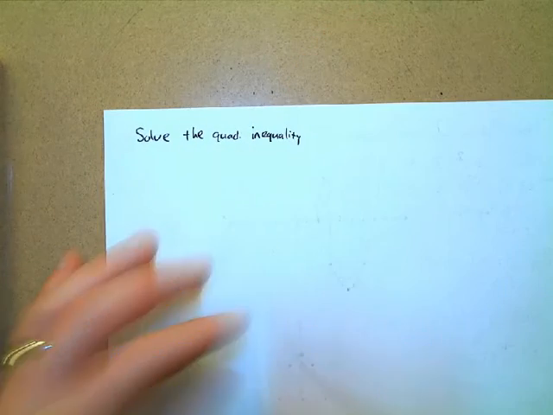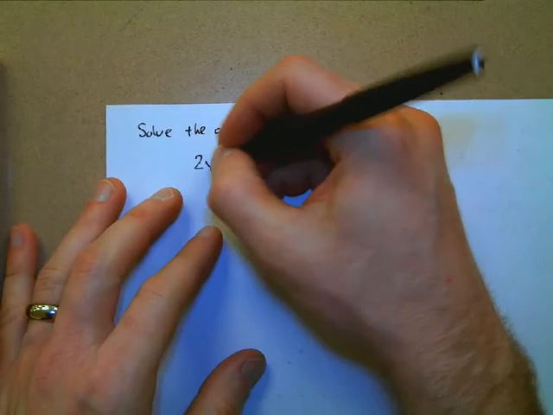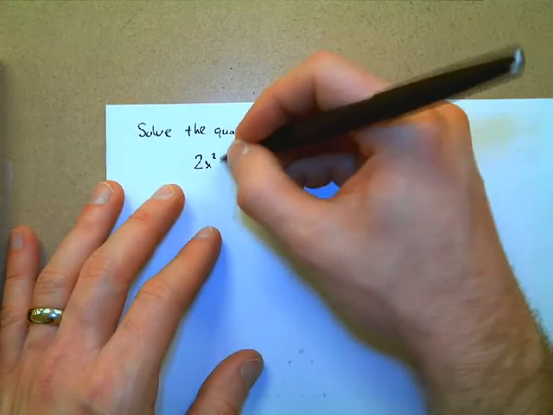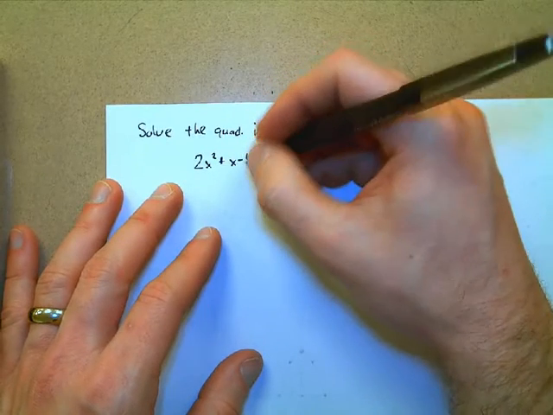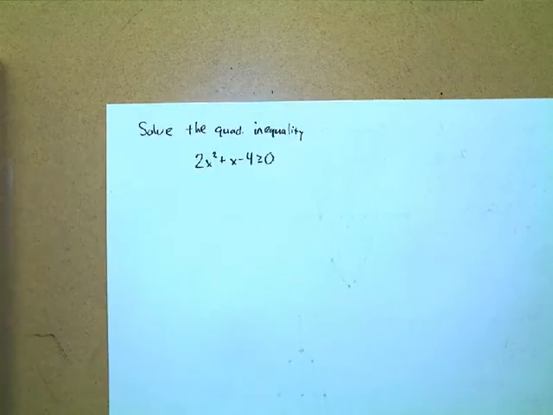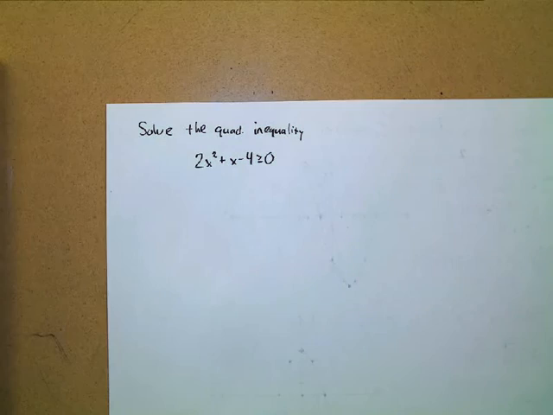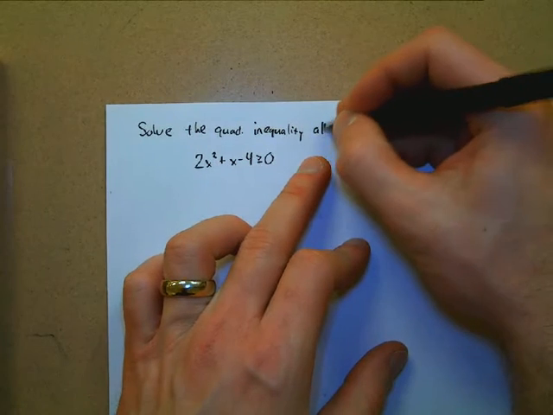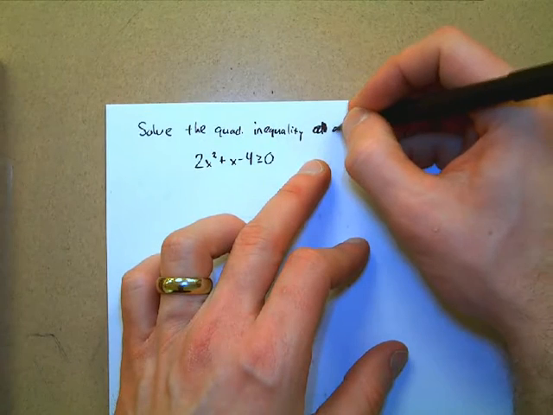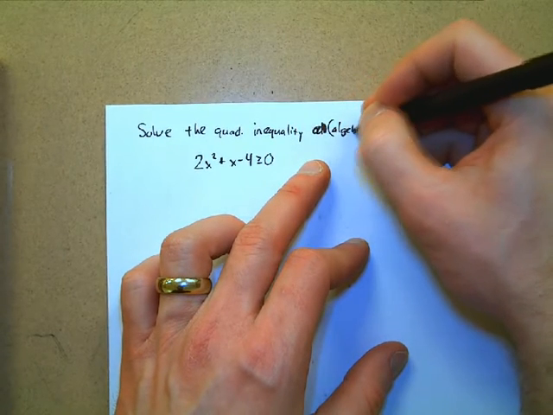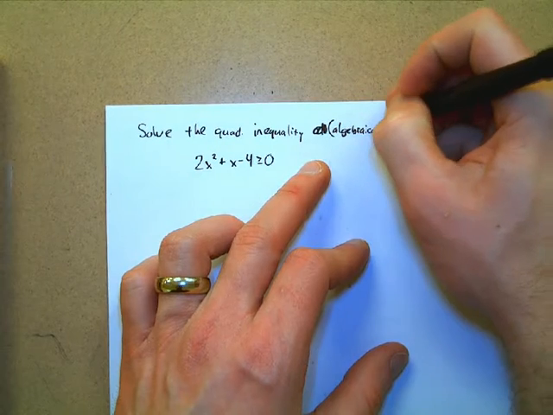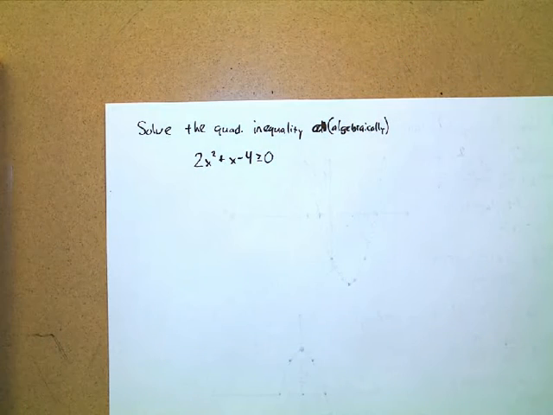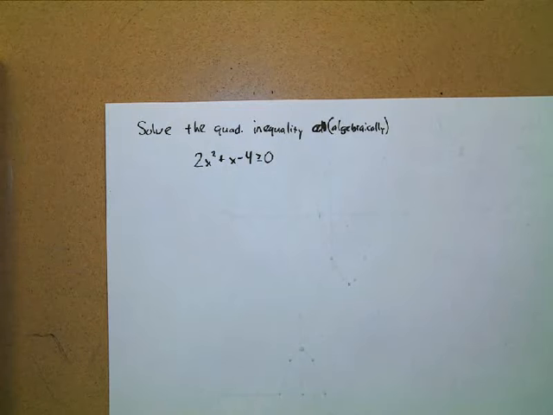Okay. Now we're going to solve it algebraically. That is using algebra. Okay. So, the way we solve this is actually pretty straightforward. We're going to first find the zeros or roots, however you want to say it, the zeros or the roots. Okay.